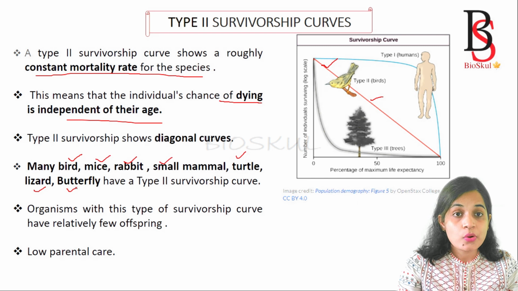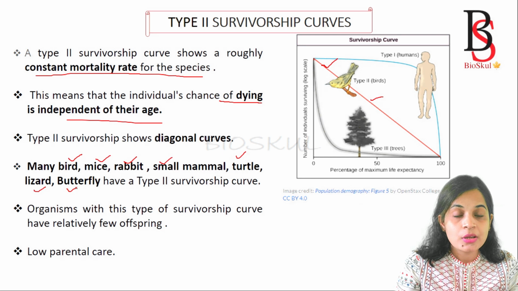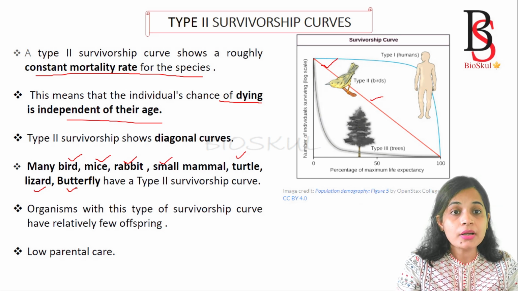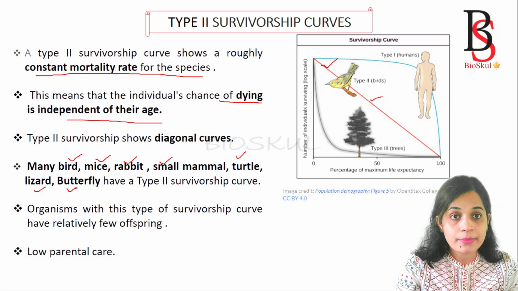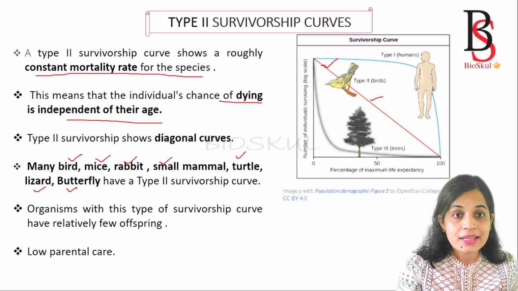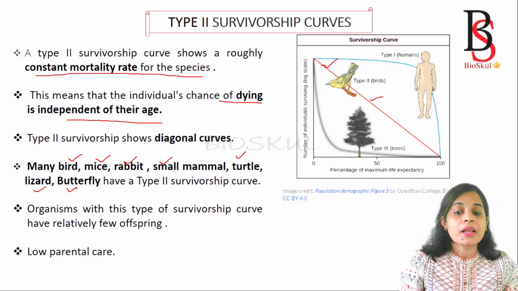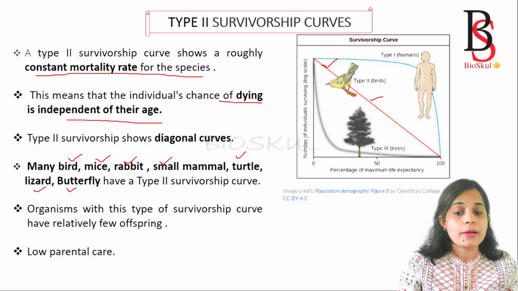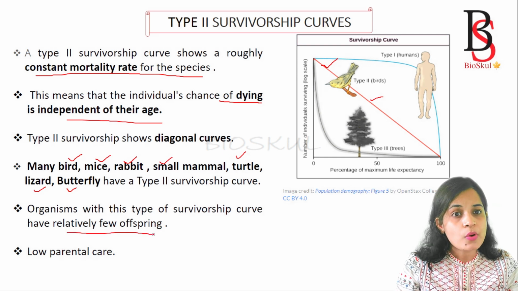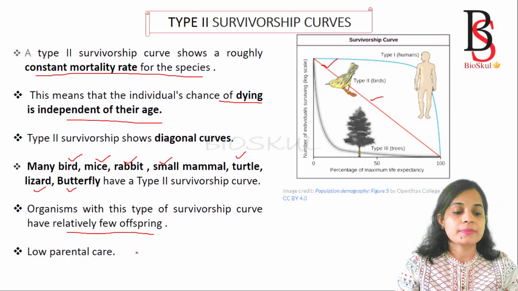Mostly you will get questions like this, like what shows which type of survivorship curve. So you have to memorize or remember the examples of each type of survivorship curve. And if you remember the characteristics of a particular survivorship curve, then you can easily guess the animal that belongs to which survivorship curve. An organism with this type of survivorship curve has relatively few offspring, and they show very low parental care as compared to type 1 survivorship curves.